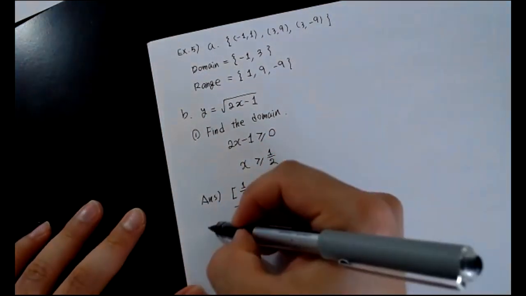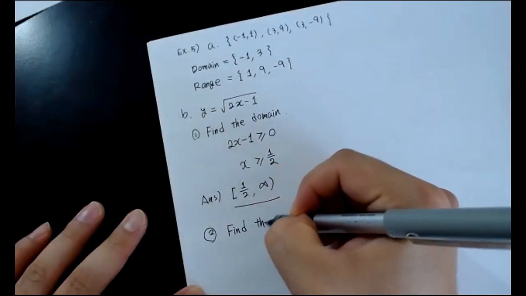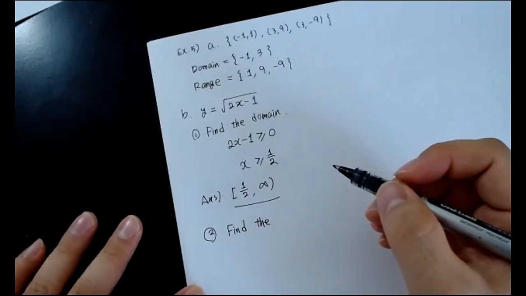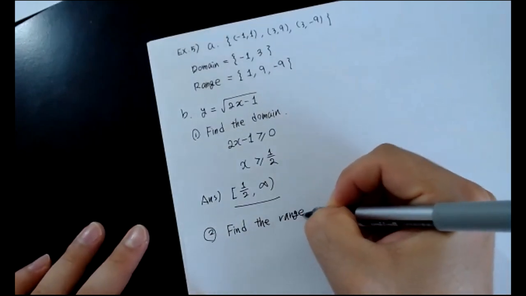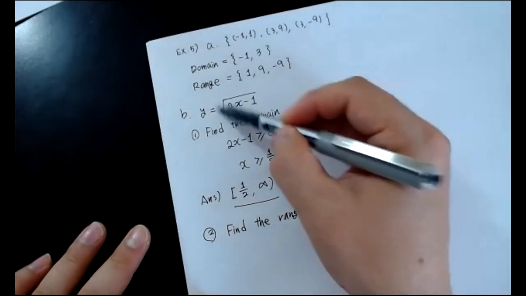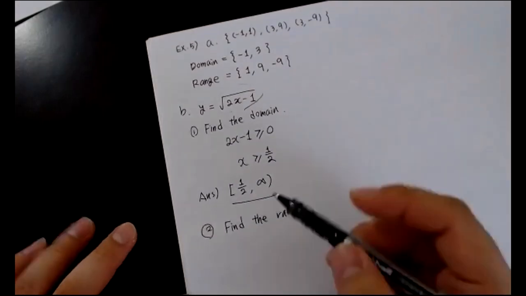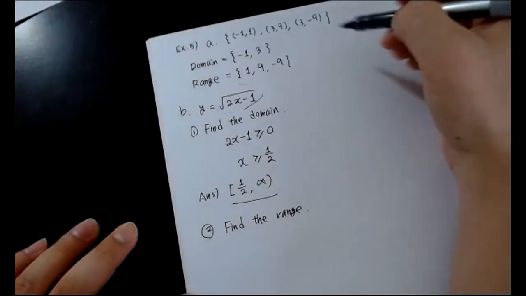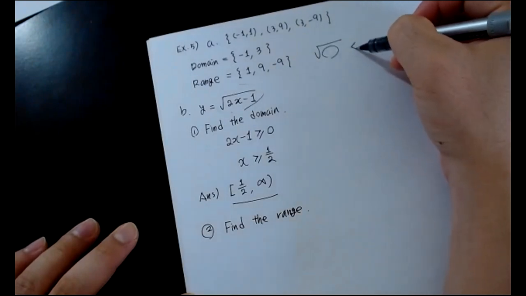Okay. Then how can I find the range? That's easier than finding the domain. Why? Because the square root term must be greater than or equal to 0. Okay, but think about this. Can you find the square root of something that is less than 0?